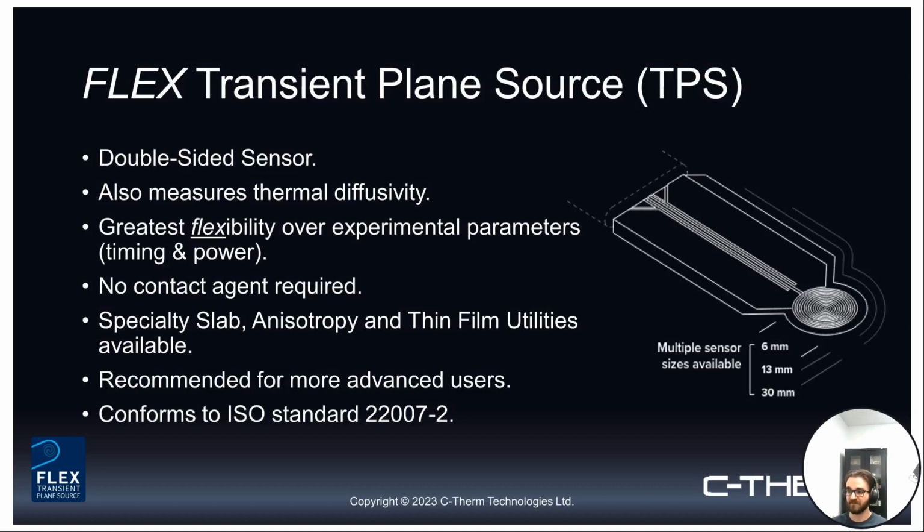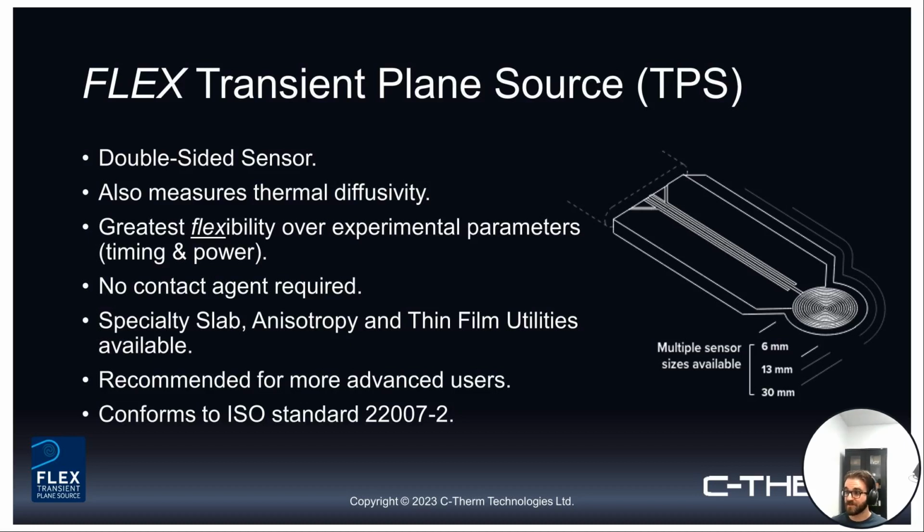It offers the greatest flexibility over experimental parameters. What we mean by this is really the timing and power. These are two parameters that need to be set for any type of measurement. But with the TPS, you as a user have full control over this. So it puts a little more onus on you as the user to set these up accordingly, but you have full control over your test settings.